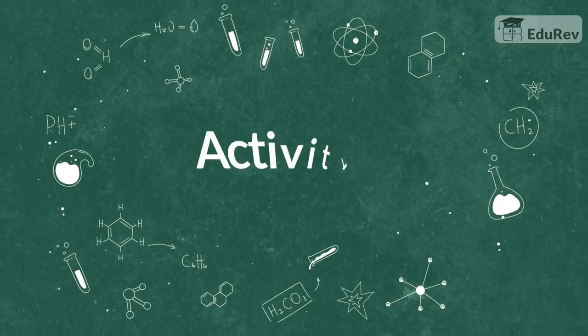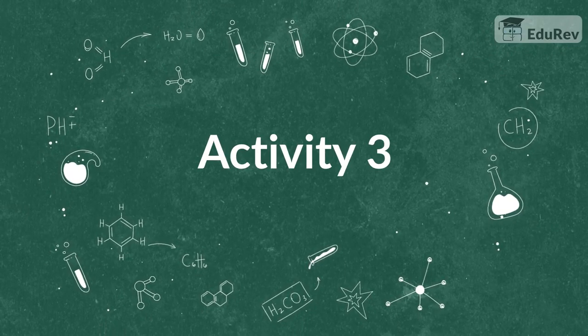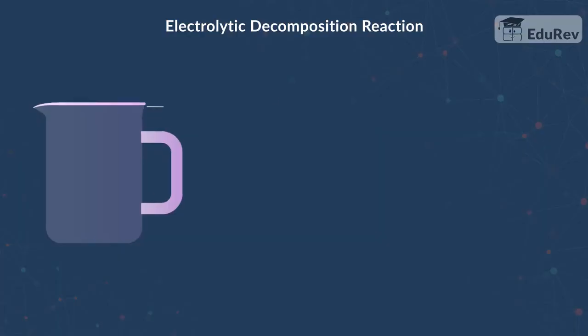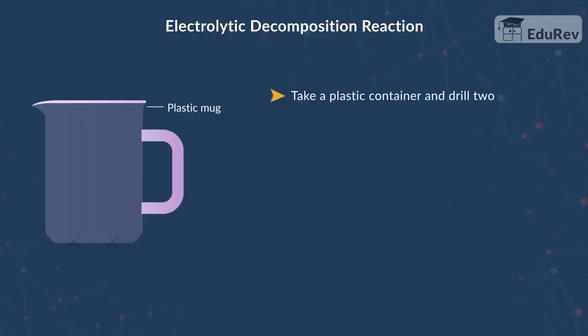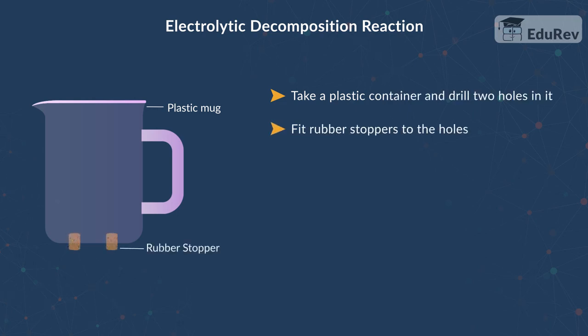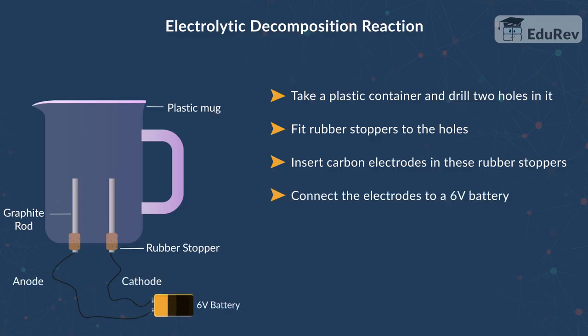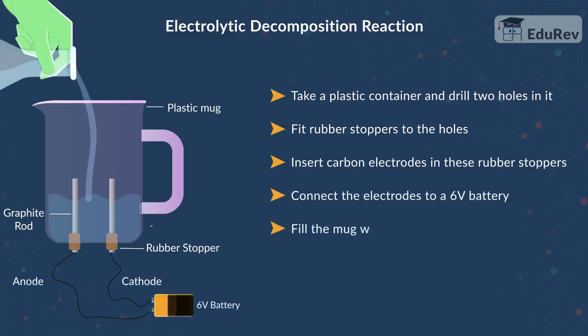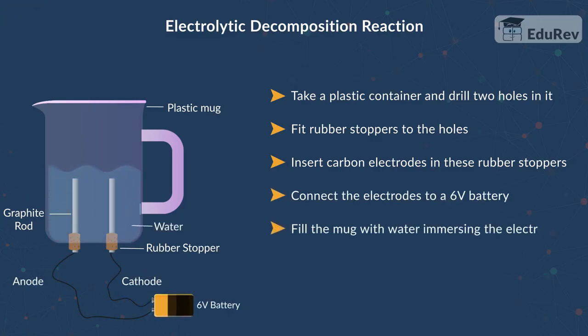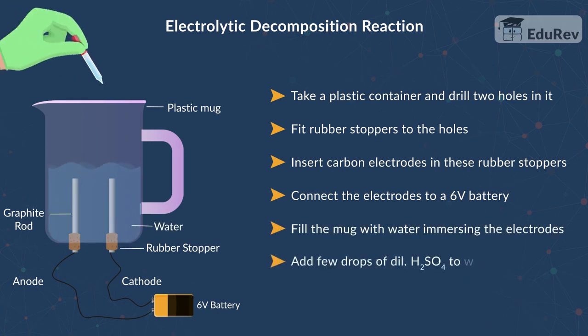Going back to lab is so exciting, isn't it? So, wear your gear and let's get started. Take a plastic container and drill 2 holes in it. Now, fit rubber stoppers in these holes. Insert carbon electrodes in these rubber stoppers. Connect these electrodes to a 6-volt battery. Now, fill the mug with water such that the electrodes are immersed. Add a few drops of dilute sulfuric acid to the water.